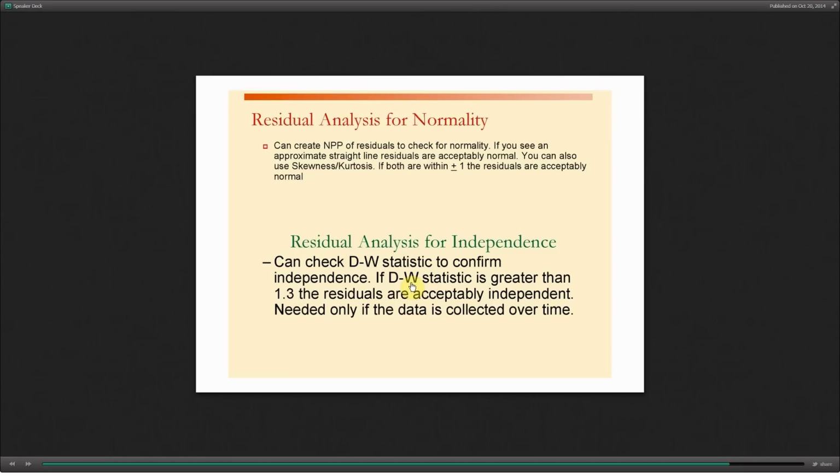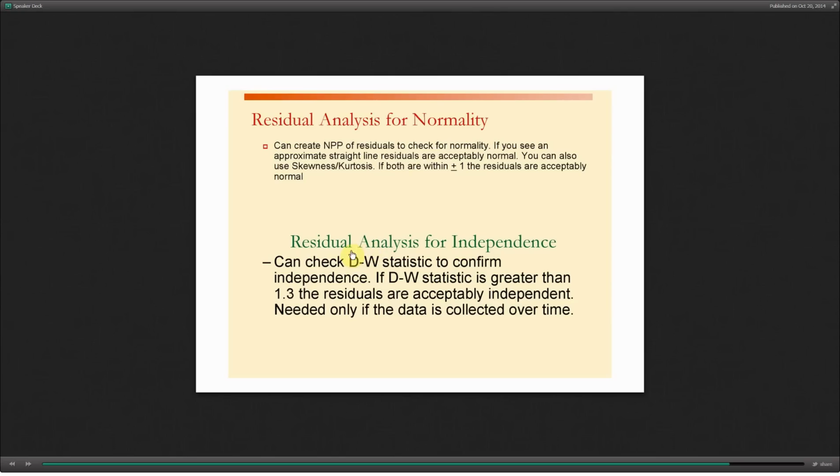But if I do have time series data, I need to check the assumption of independence because things that are collected over time tend to be related to each other. In other words, the changes from one time period to the next tend not to be as great as if I look at random samples. And simply because usually a process is occurring over time, and so things don't tend to bounce around as much when they are near to each other.